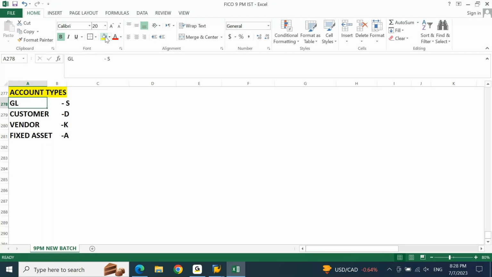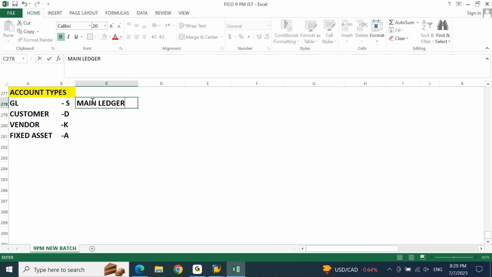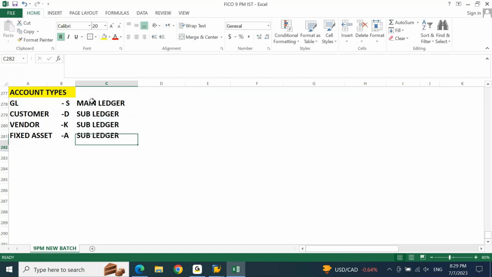This S is part of which module? Is this main ledger or sub ledger? Main ledger. Customer is a sub ledger. Vendor is also a sub ledger. Fixed asset is also a sub ledger.